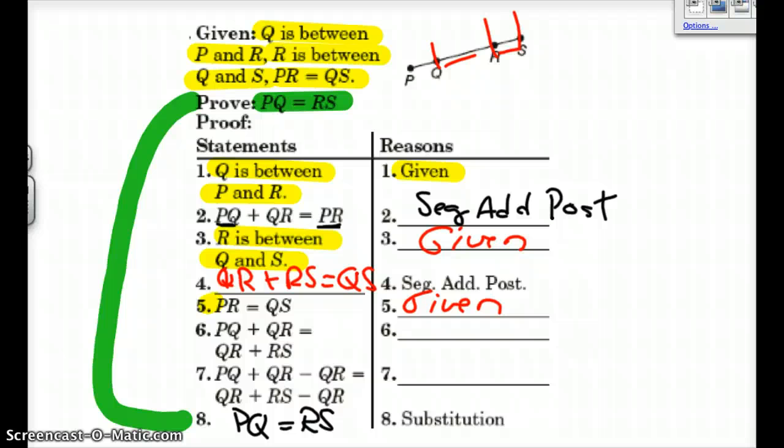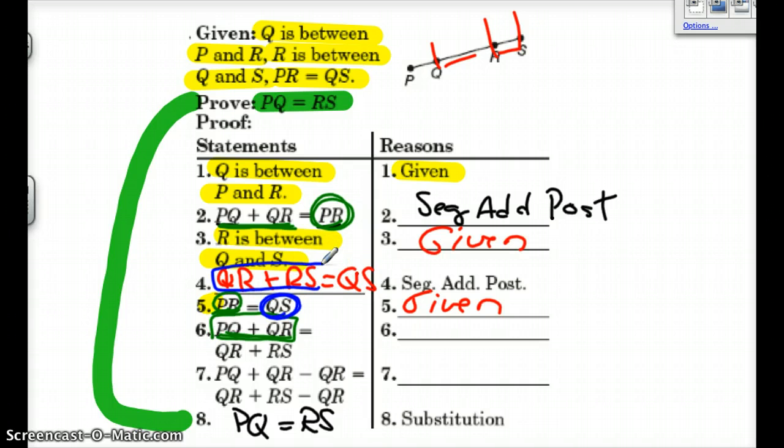In number 5, they have given us PR congruent to QS. I'm looking from 5 to 6. PR is no longer there. PQ and QR are there, and PR is gone. Do you see here? Here's PR. PQ and QR have taken its place. Same thing with QS. QS is gone. QR and RS have taken its place. That is called a substitution.